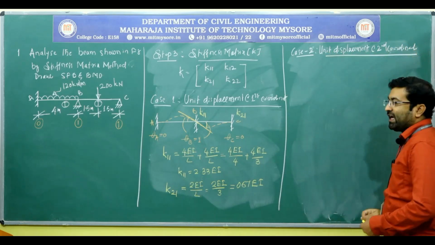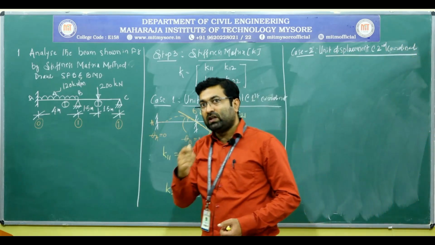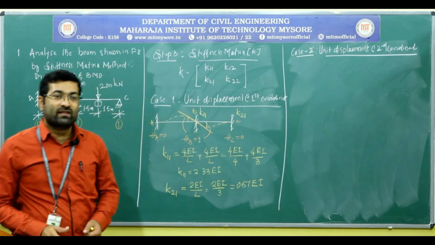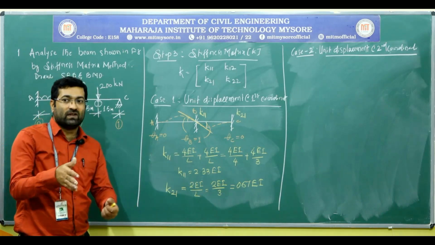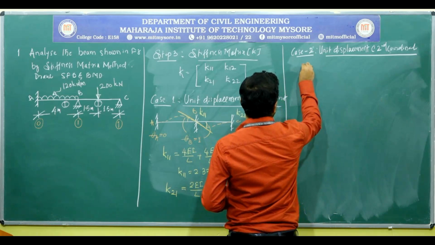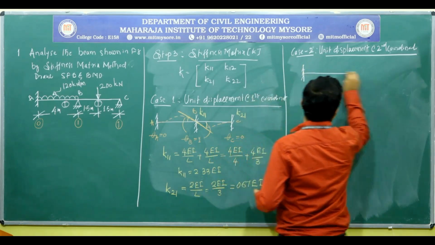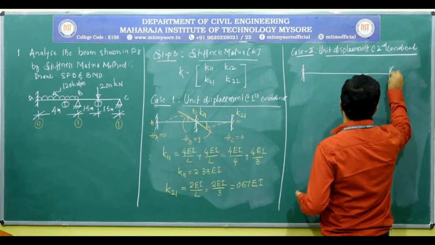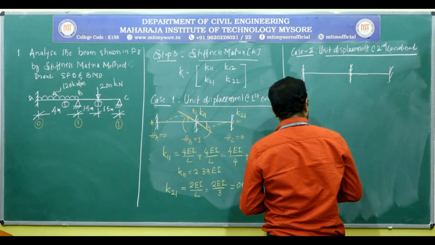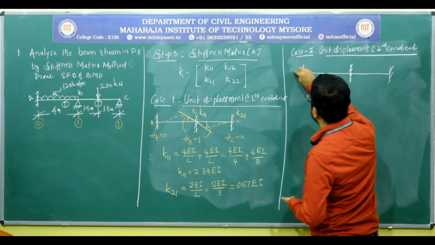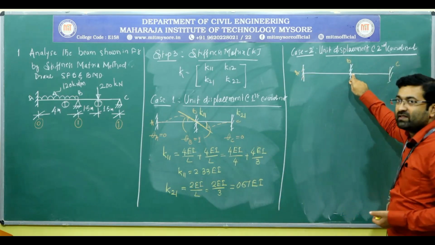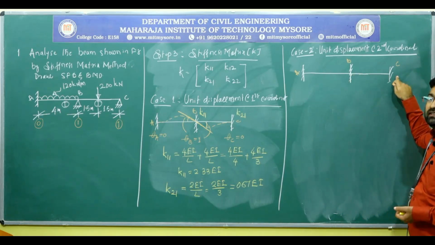Right. So when I am inducing one unit displacement at the second coordinate direction, what are the forces developed at the first coordinate as well as the second coordinate, that I need to determine. So let us see here. I am going to consider the beam as it is with all supports fixed. Here this is point A, this is point B, and this is C. B is the first coordinate and C is the second coordinate.